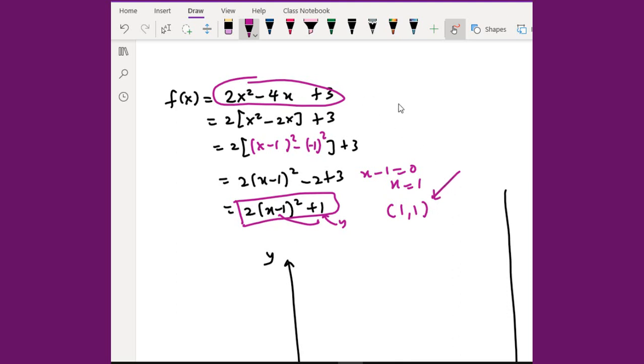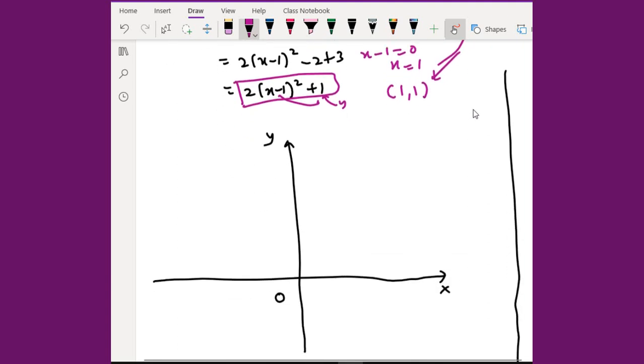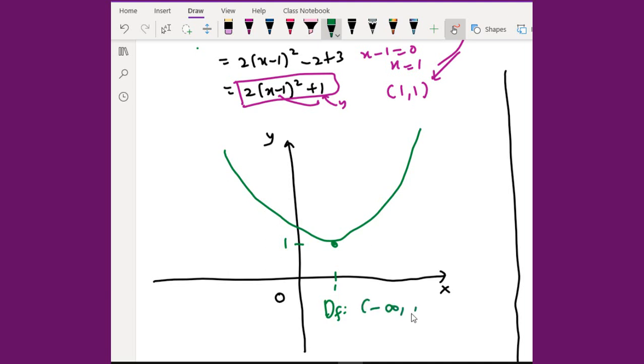It depends on a. When a, which is 2, is greater than 0, the graph is a smiling graph. So this graph has a minimum point. Let's sketch the graph. (1, 1) is the minimum point, and you know that it is a smiling graph. Just sketch this curve, and this is the graph.